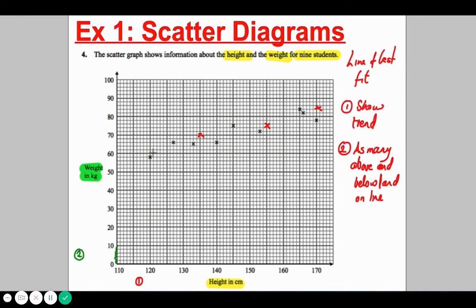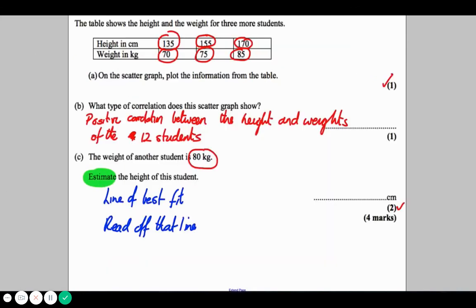So something like this is a good one. Let's have a look. You'd start off somewhere in line with here. That's a decent one. Let's highlight why that's a good one. We've got 1 on the line, 2 on the line, roughly 3 on the line, and you've got 1, 2, 3, 4 below, and 1, 2, 3, 4, 5 above. That's a decent line of best fit, okay? So that's going to be my line of best fit, and I'm going to read off it.